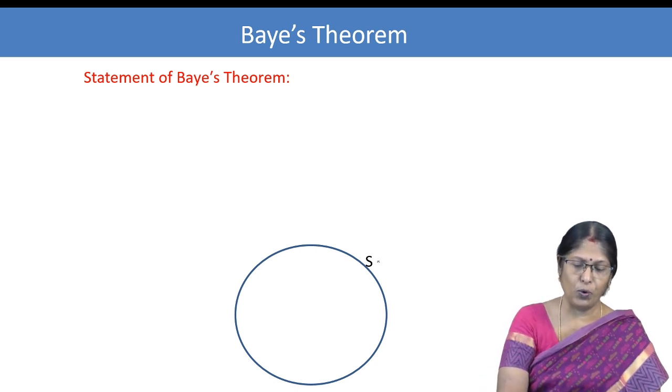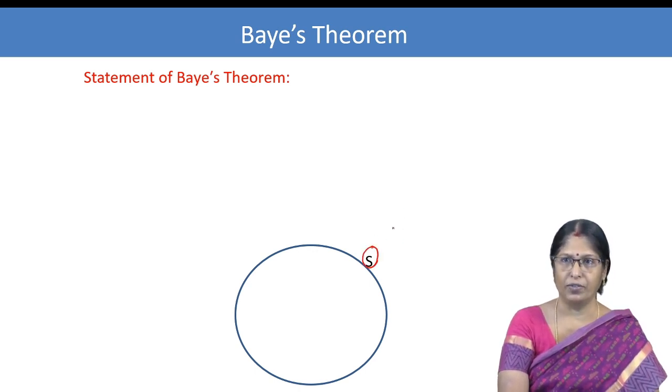Here we are noticing a circle, and outside it is the capital S. This capital S denotes the sample space. That is, it is a set. The total, all the events, everything is included in this sample space.